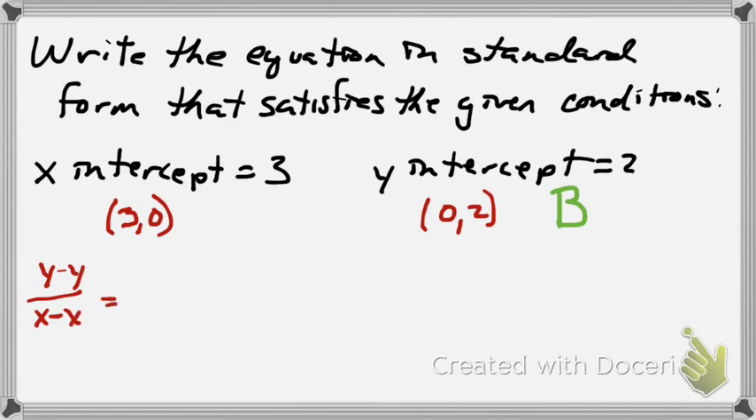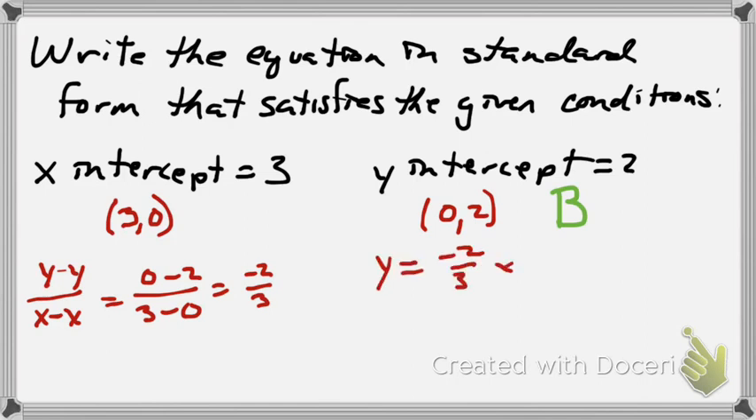Tom says 2/3. I got negative 2/3 when I did the problem. So either he's right or I'm right. I think you're right. Okay, I'm right. So now we have a slope and we have a y-intercept that we can just plug in for m and b.